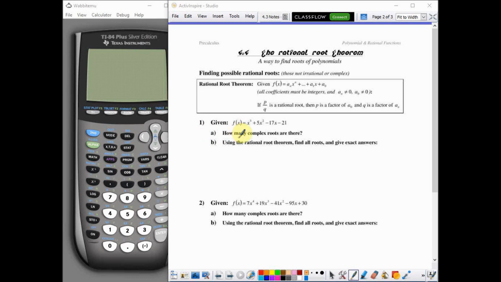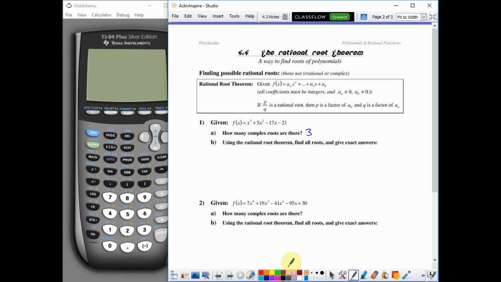Number 1, how many complex roots are there? Well, this is a third degree polynomial because it starts with x cubed. Therefore, there will be 3 complex roots. They might all be rational. They might all be real. They might not be real. So there are possibilities of different types of roots, but we're going to start with the rational roots.